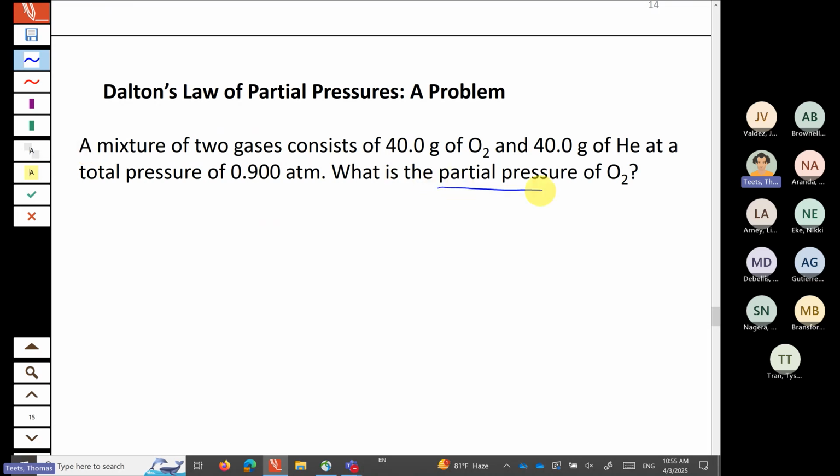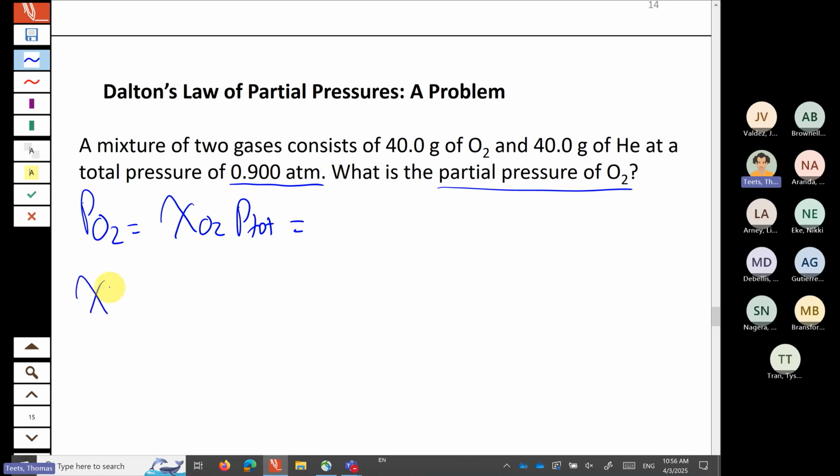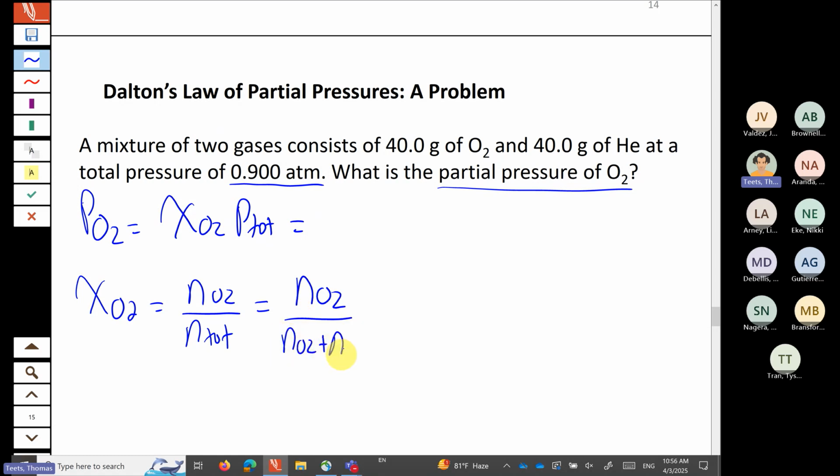So this is the more typical way that you'll see Dalton's law problems set up, where we're actually trying to calculate the partial pressure of a gas in a mixture. So we just use that equation I gave you. We're looking for the partial pressure of O2. So we need the mole fraction and the total pressure. The total pressure is given to us in the problem, but we have to find the mole fraction of oxygen to be able to get this. So the mole fraction of O2 is going to be the number of moles of O2 that we have divided by the total number of moles of gas, which is also stated as the moles of oxygen divided by moles of oxygen plus helium. There's only two gases in the mixture, so that's how we would do it.